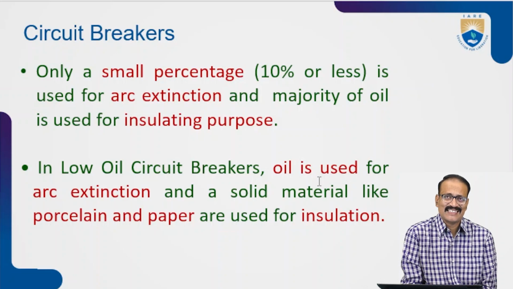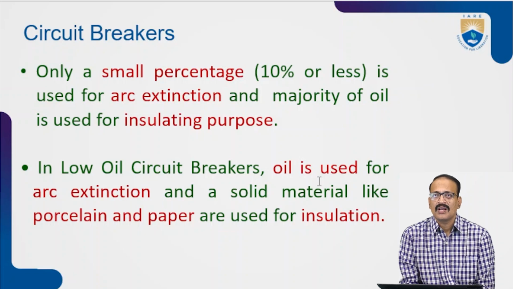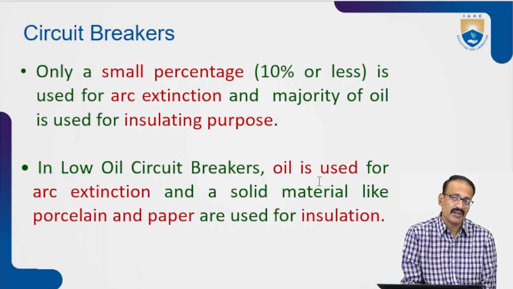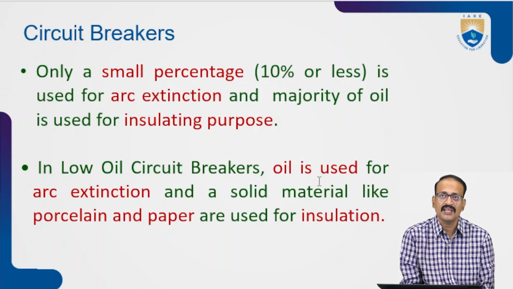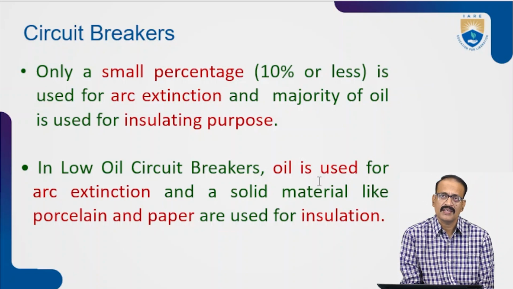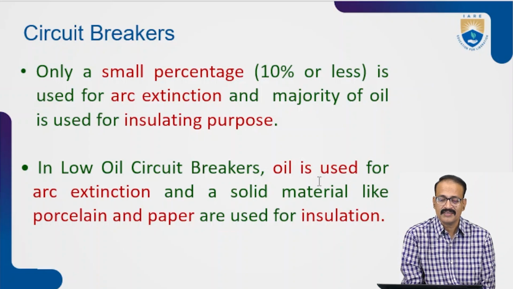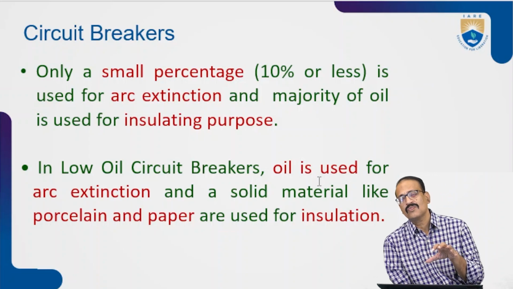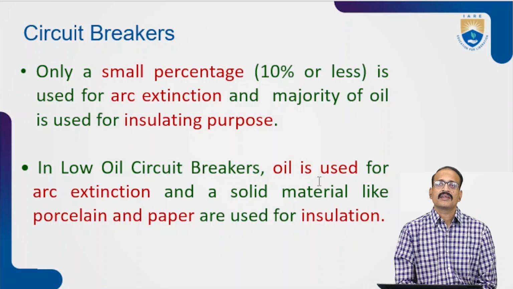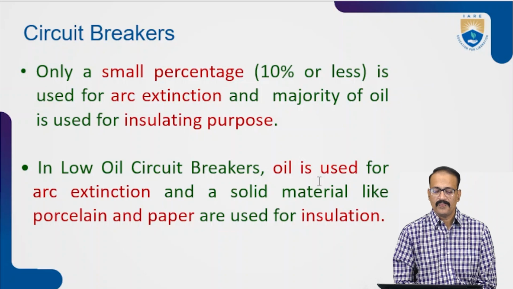For arc extinguishing, we are using only a small amount of oil, only 10% or less. The remaining is used as insulation, so the majority of the oil is used for insulation. But in low oil circuit breakers, the oil is used only for arc extinguishing, and the insulation is dealt with by porcelain and paper.